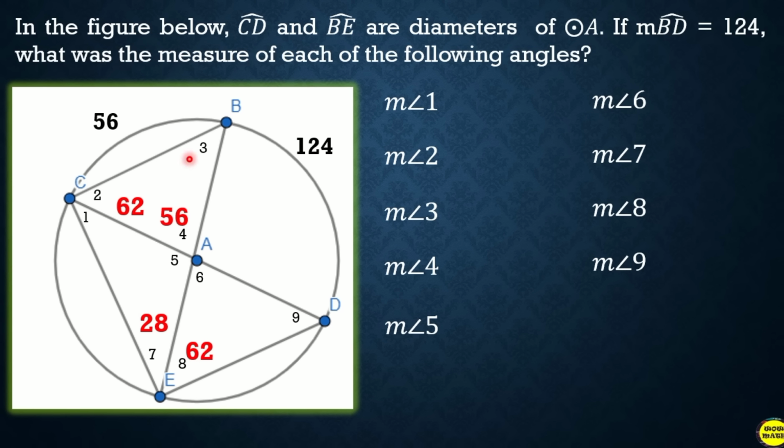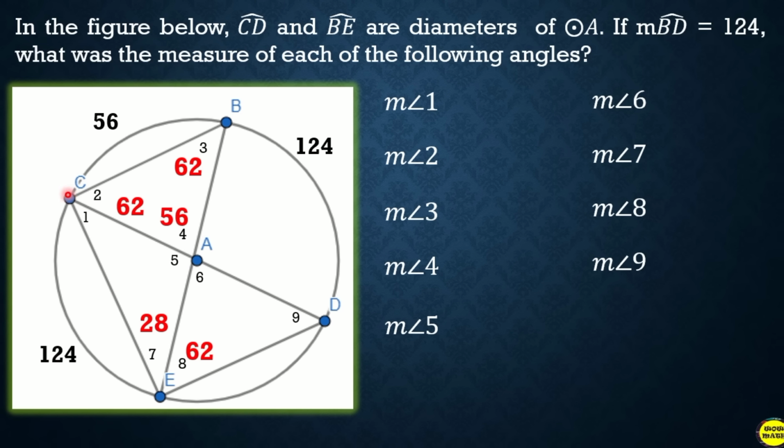So, 180 minus the sum of 62 and 56, that is 62. Okay. So, ibig sabihin yung angle 3 natin is 62. And then, yung angle 3 natin is inscribed angle. And then, ito yung intercepted arc niya, yung CE. So, kung inscribed angle yung angle 3 and then intercepted arc tong CE, therefore, ang sukat ng CE natin ay twice nung sukat ng angle 3. And that is 124.